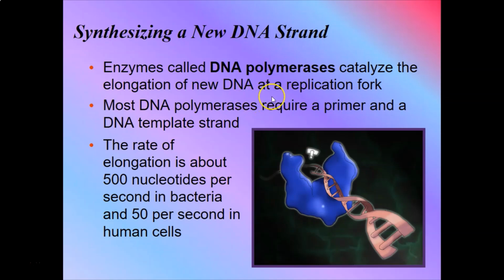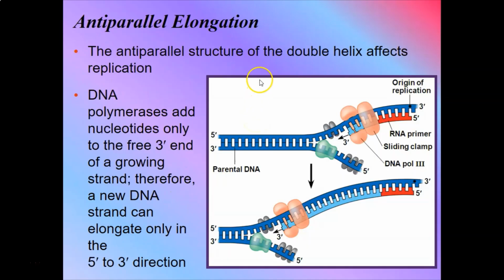Most require a primer and a DNA template strand, and bacteria do this a little faster than we do, but that's okay because we have a whole bunch of origins of replication, like we said, so we get it done fast as well. Now this is antiparallel elongation, and it does affect how we do replication here. DNA polymerases only add to the free 3' end. You're always going 5' to 3'. You can only go in that direction ever.